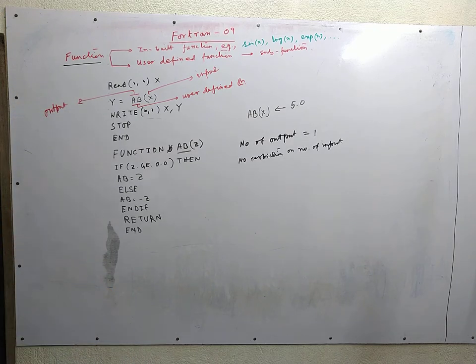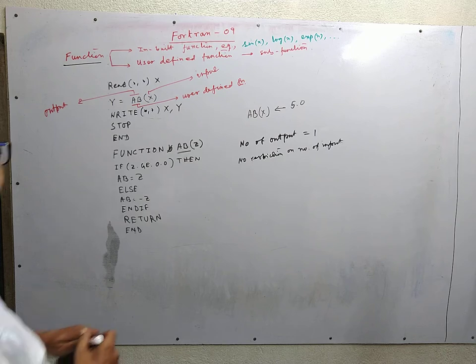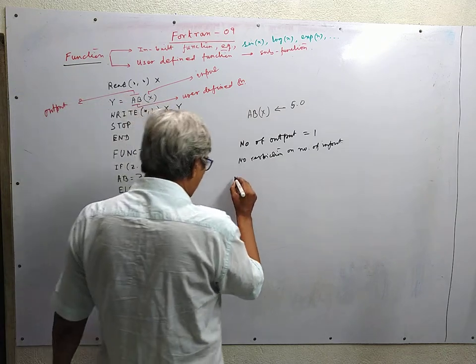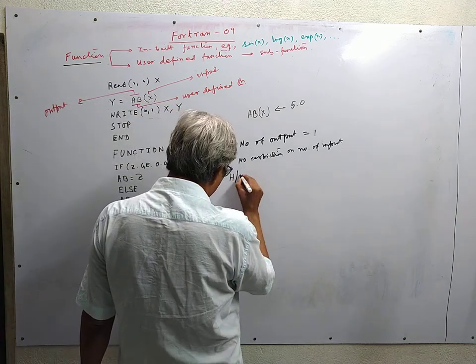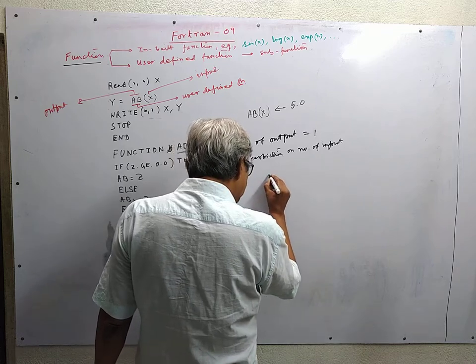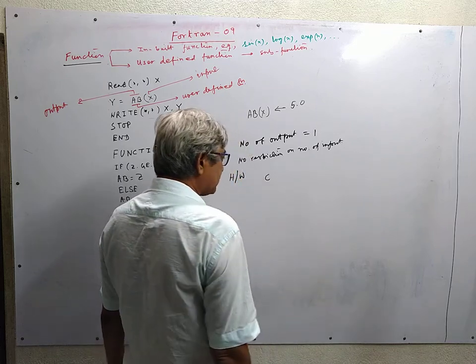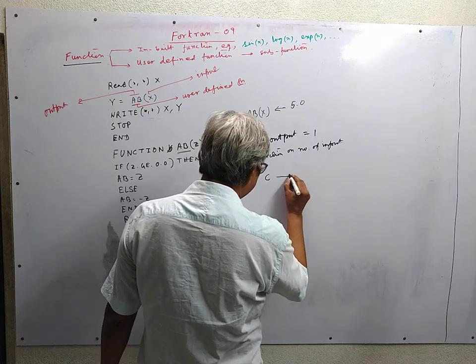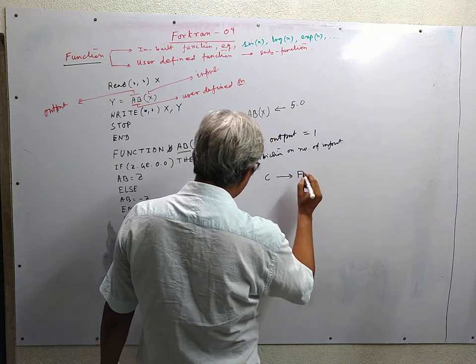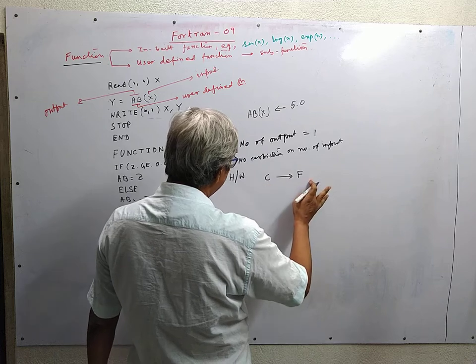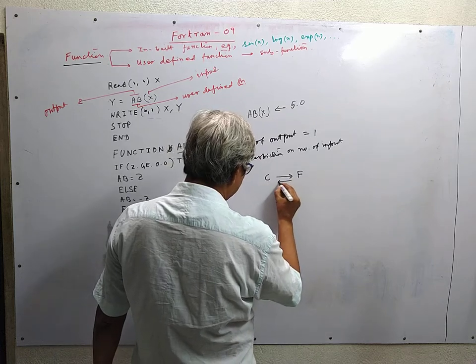I am considering a next program, a subprogram which utilizes 2 inputs and gives you 1 output. Another very interesting program I am giving you as homework: you know the temperature in centigrade, then make a program so that the centigrade temperature will be converted into Fahrenheit and vice versa.